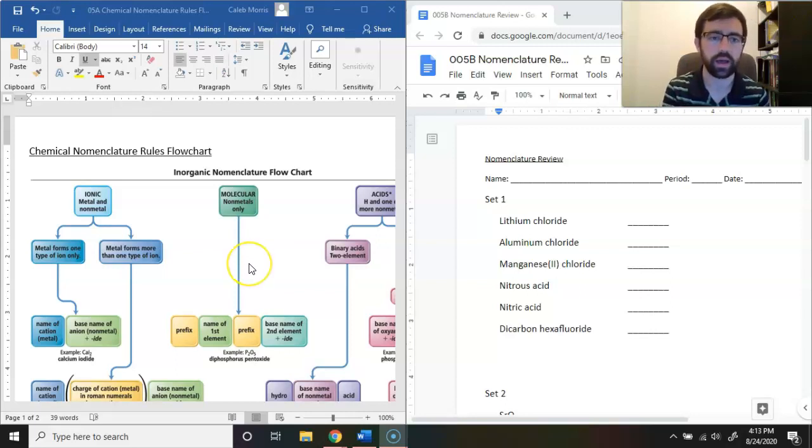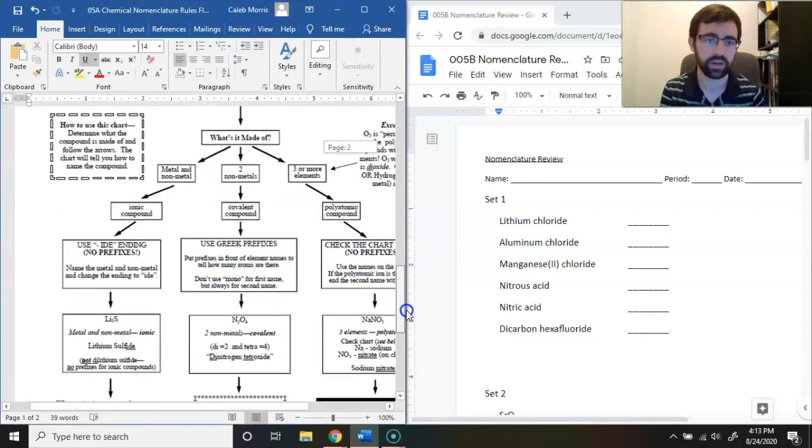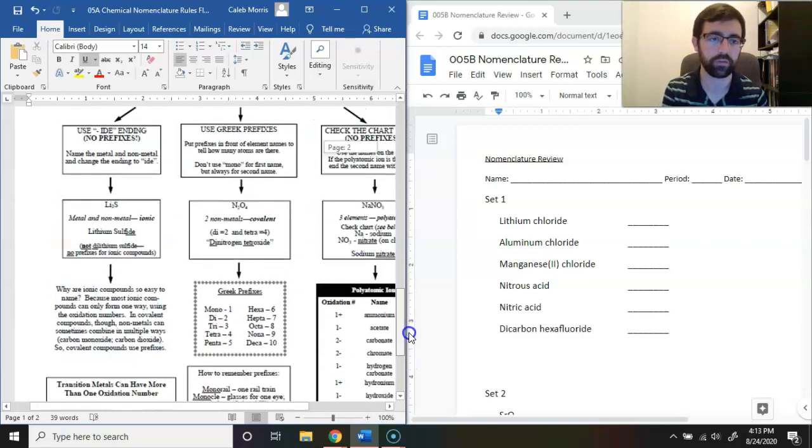formulas. We're going to be bouncing back and forth between these documents as we work through this video, and hopefully reviewing how to use these flowcharts. There are actually two flowcharts. There's this one, and then on the second page you've got a different one, and you just pick which one works better for you.